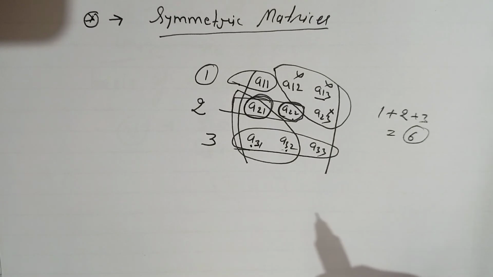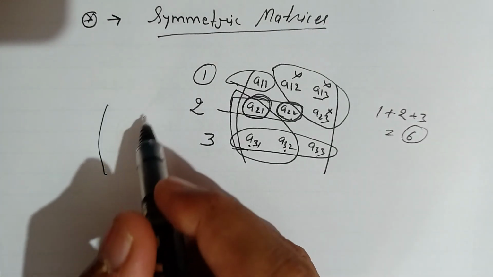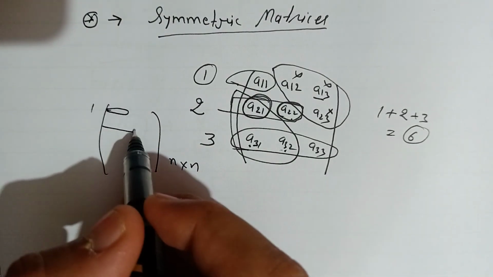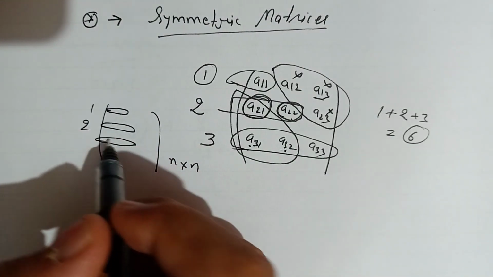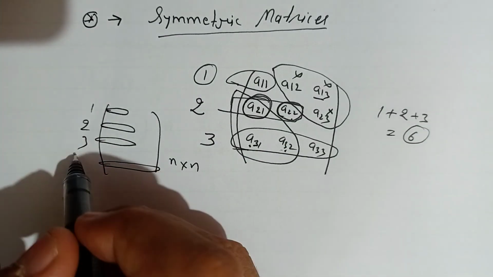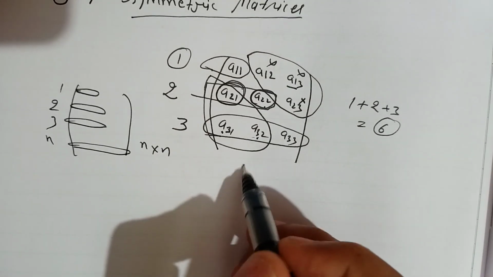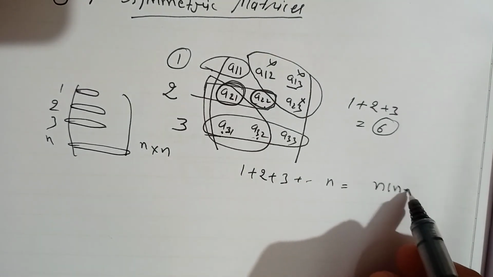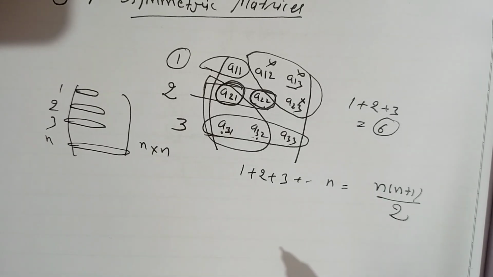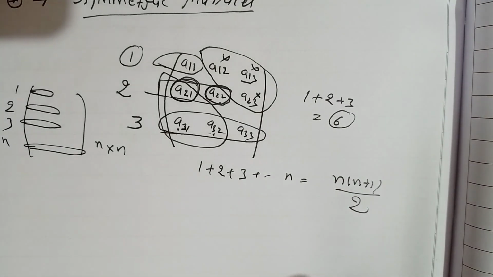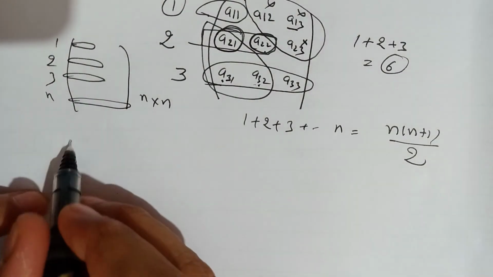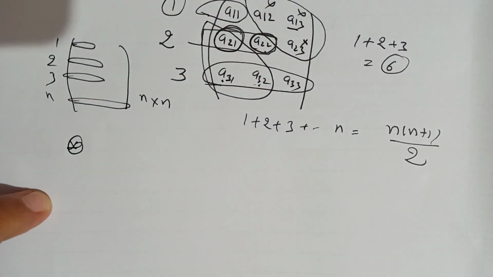as the dimension. If you take n cross n, in the same way, in the first row we get 1, in the second row we get 2, in the third row we get 3, in the last row we get n. So the dimension will be 1 plus 2 plus 3 plus up to n, equal to n(n plus 1)/2. So for the set of all symmetric matrices of order n cross n, the dimension will be n(n plus 1)/2. Fine. Good.